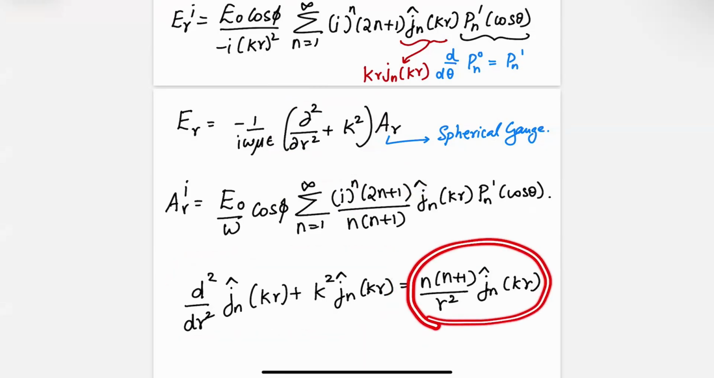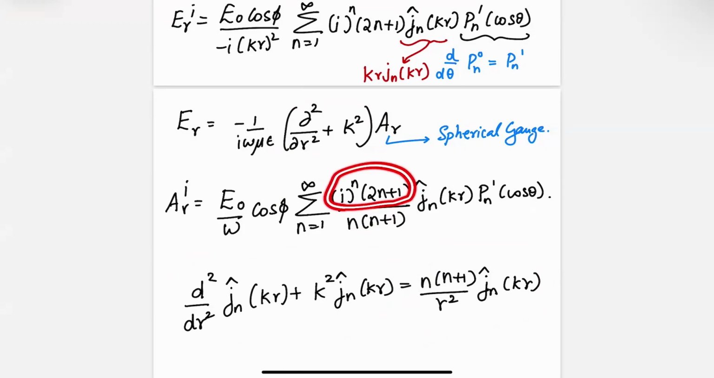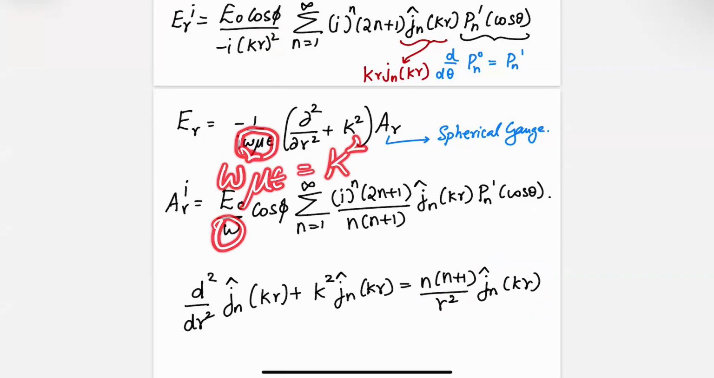Right. Now this and this cancel, and you're then left with just i to the n, 2n plus 1, which is this i to the n, 2n plus 1, the jn factor, which came from this jn, 1 over r square, came from r square, that's there. And this omega gets multiplied with this term, becomes omega square mu epsilon, which is nothing but k square. So you get this k square out there, minus i, and that's it, right? This term is this term. So again, all the terms are accounted for.